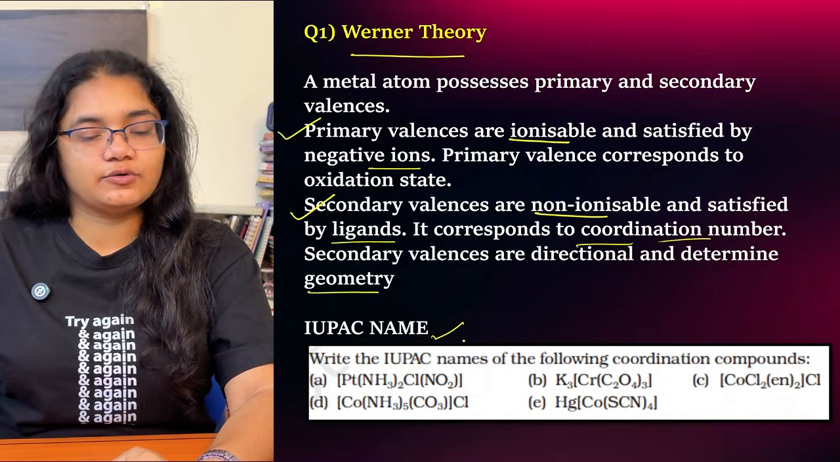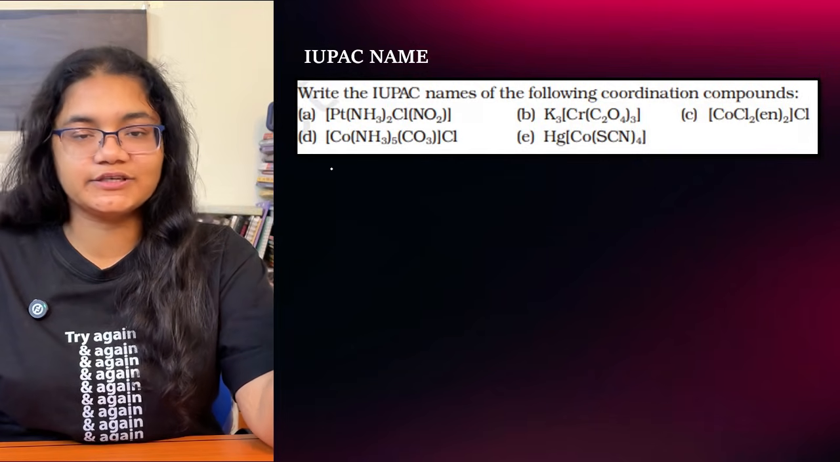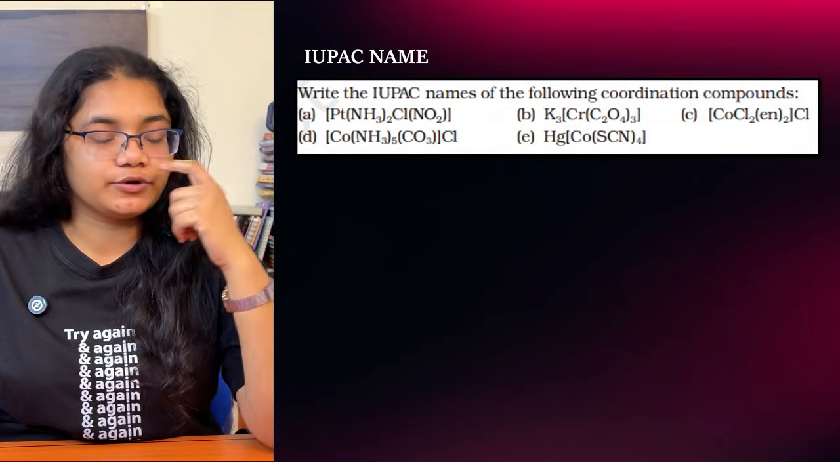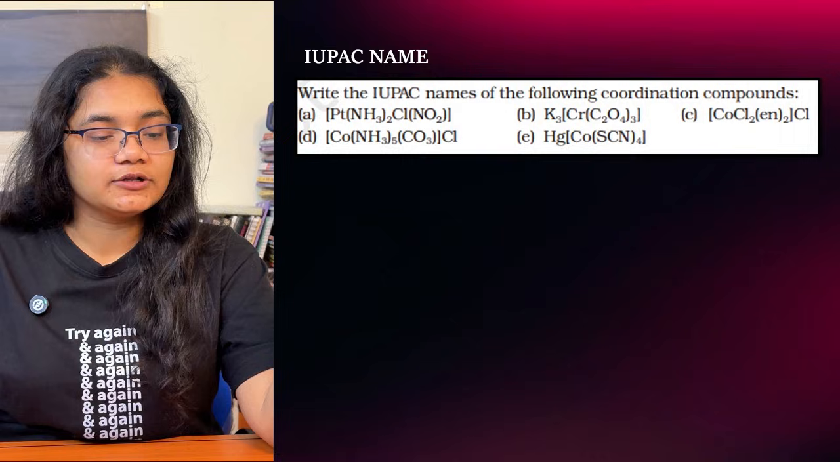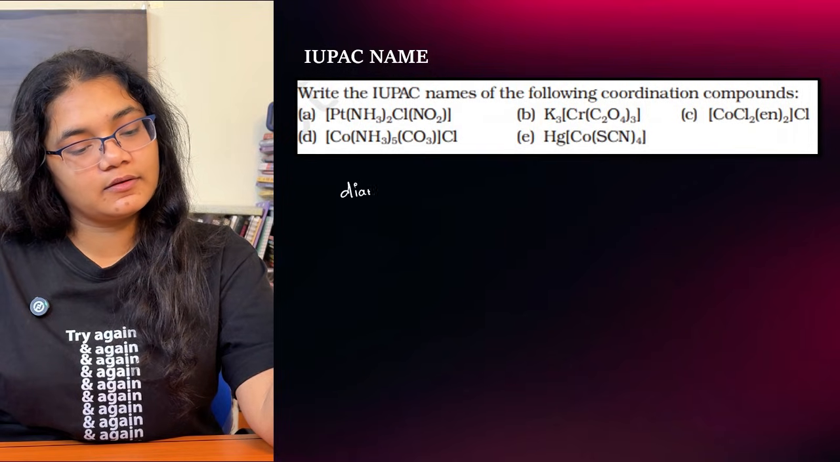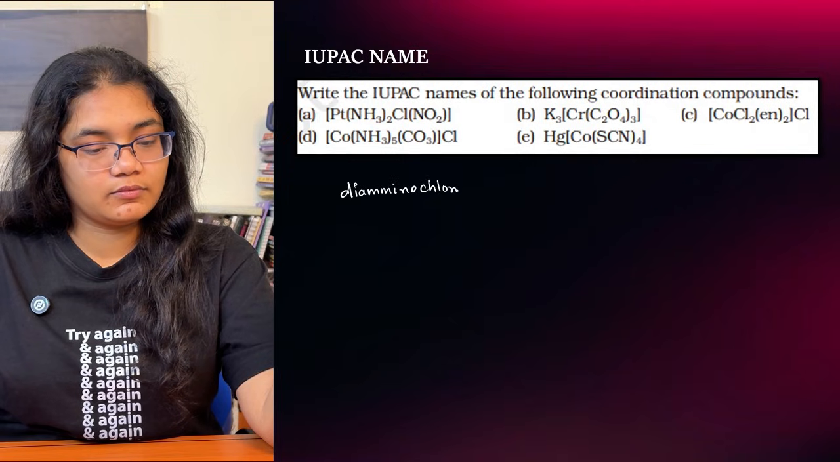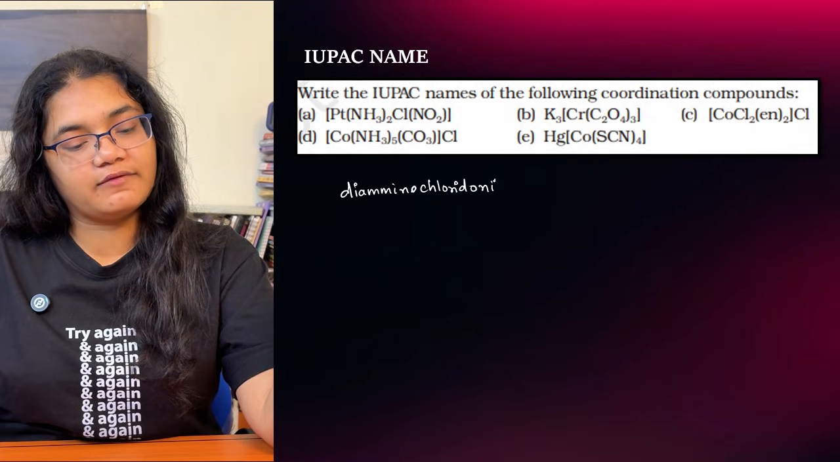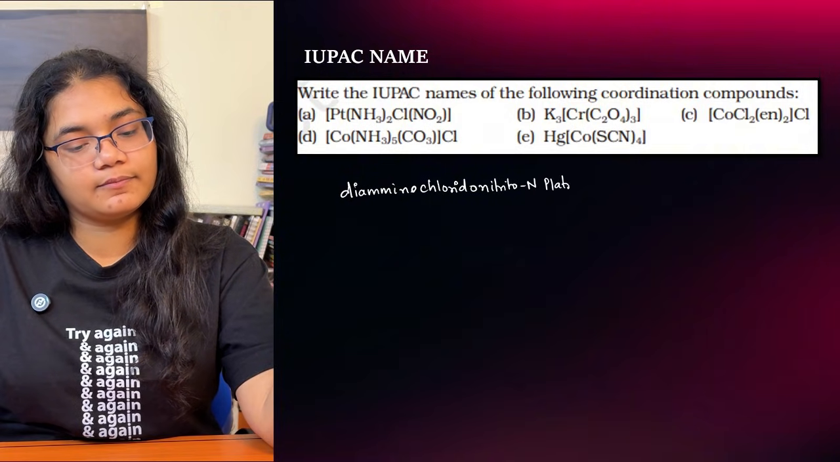Next is IUPAC nomenclature. I will solve one example here just to show you how to do the nomenclature. You have to practice the other questions. You can see here all the ligands should be named first in alphabetical order, right? So you have here diammine, then you have chlorido, then we have nitrito-N, and after that we have platinum.